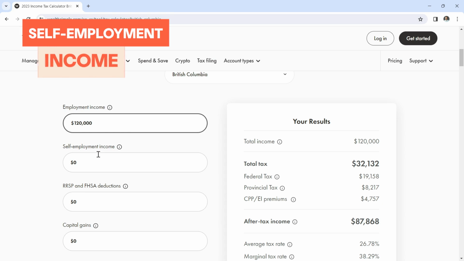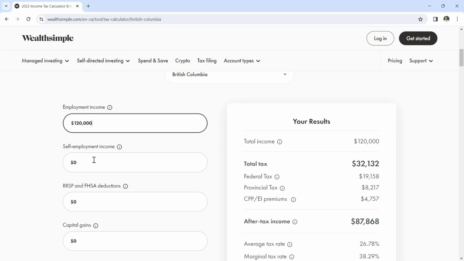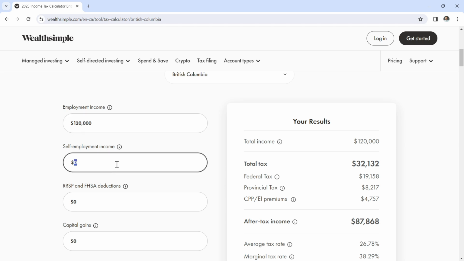Next up, we'd have self-employment income. If you do have some, you want to enter the net amount of your self-employment income, meaning your total revenue minus your total expenses for the year equals your net income for self-employment. So we're going to enter that in here. And again, in this fictional example, I'm just going to enter a number. I'll say that my net self-employment income was $20,000 in 2023.